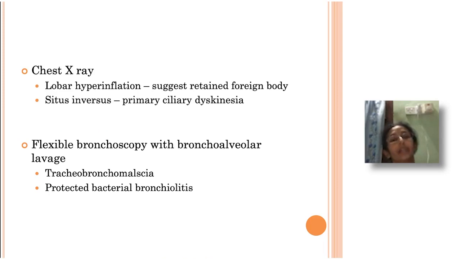If the chest X-ray suggests lobar hyperinflation, we have to think about a foreign body which has been there for some time. And if the chest X-ray suggests situs inversus, we can think about primary ciliary dyskinesia. Flexible bronchoscopy and bronchoalveolar lavage may diagnose tracheobronchomalacia and protracted bacterial bronchitis.